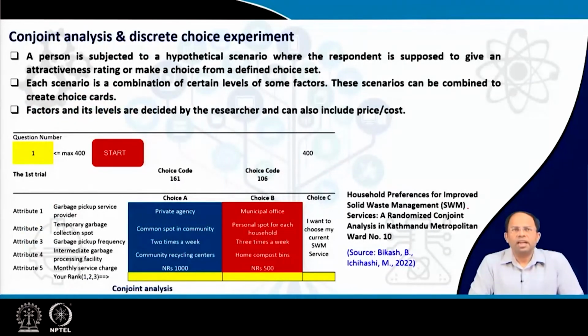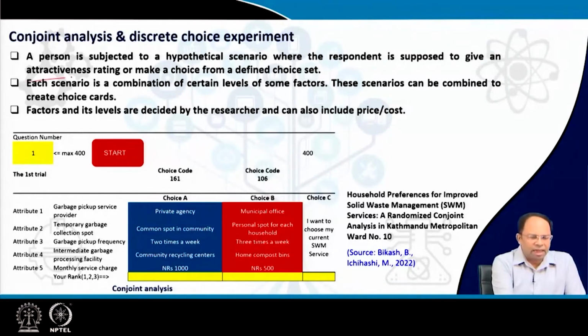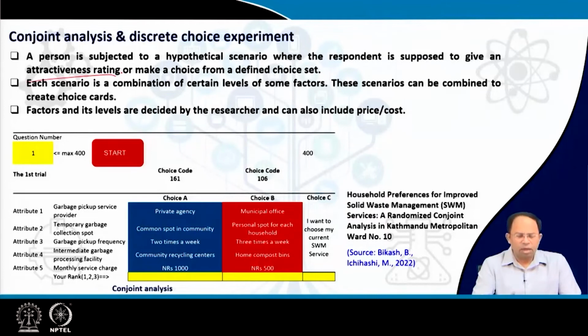Now, coming to conjoint analysis and discrete choice experiments, these are very interesting. There are a lot of similarities. In both cases, a person is subjected to a hypothetical scenario where the respondent is supposed to give an attractiveness rating or make a choice from a defined choice set. So in case of conjoint analysis, I can give a set of options to a person and ask what is his rating for that, how attractive is that particular service. So that's called a conjoint analysis.